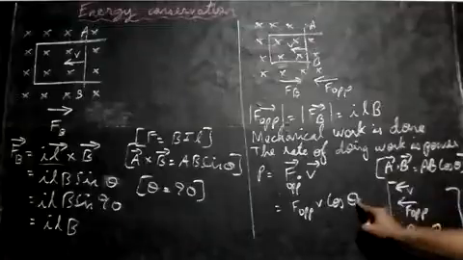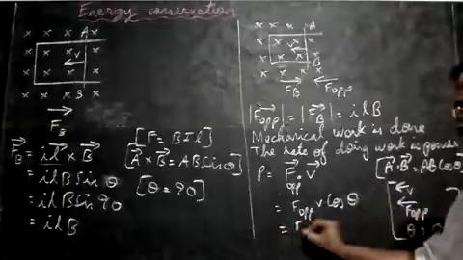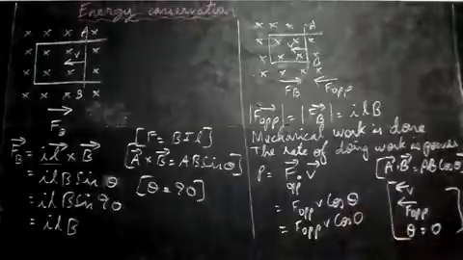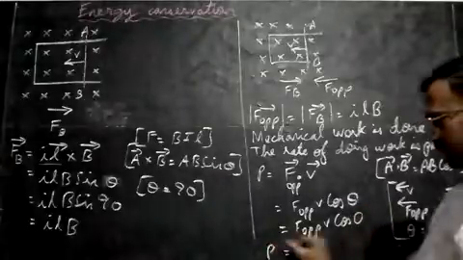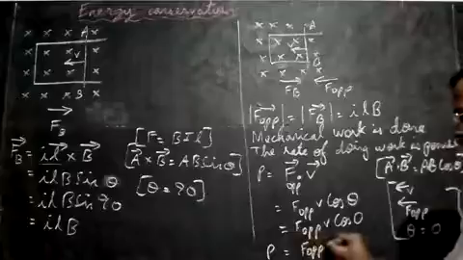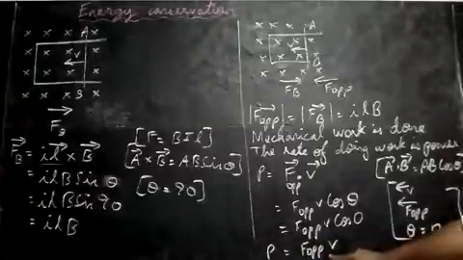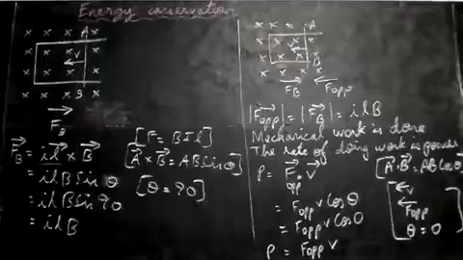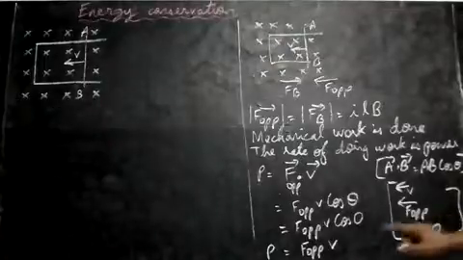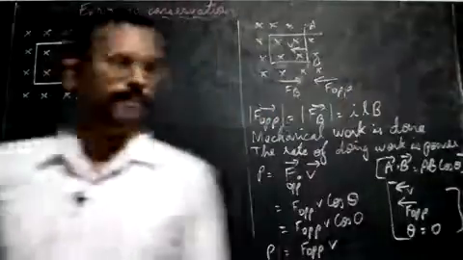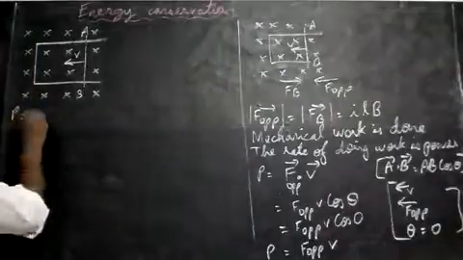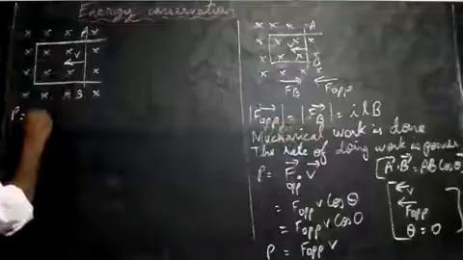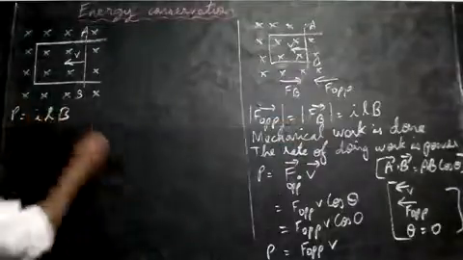So we substitute cos 0. So F opposite into V into cos 0. Cos 0 value is 1. So we get here power is equal to F opposite into V. Let us substitute the value of F opposite in this formula. So power we got here, that is equal to F opposite into V. So substitute the value of F opposite. That will be ILB into V.